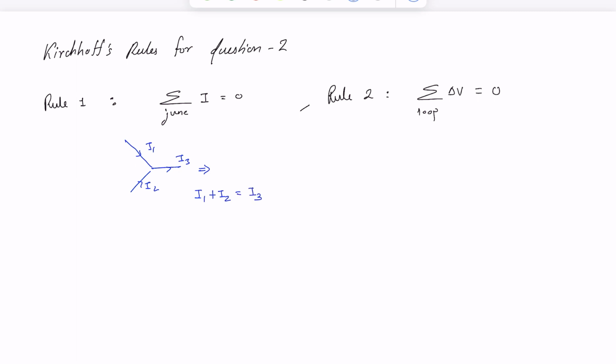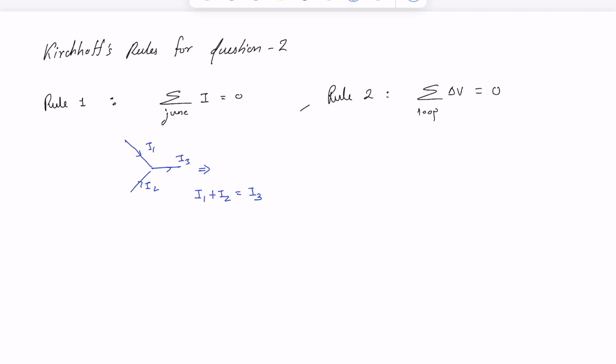And rule 2 says that a sum of potential differences across all elements around any closed loop must be 0. So when you go in a loop, and we'll be doing that soon in this video, and you add all the potential differences across each element in that loop, that should amount to 0. That's what rule 2 says.